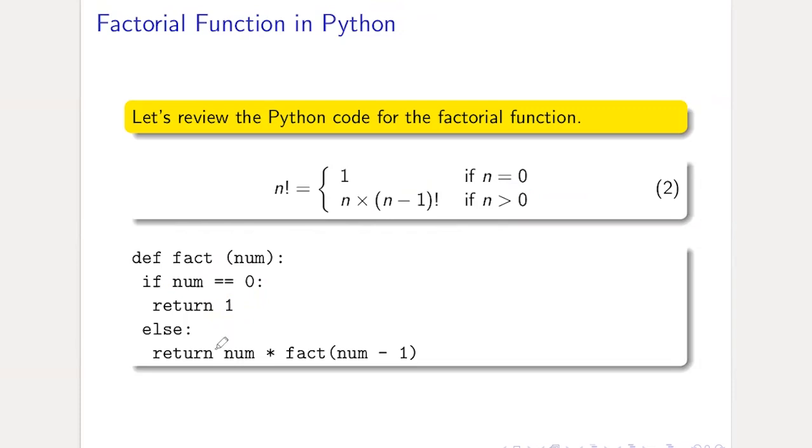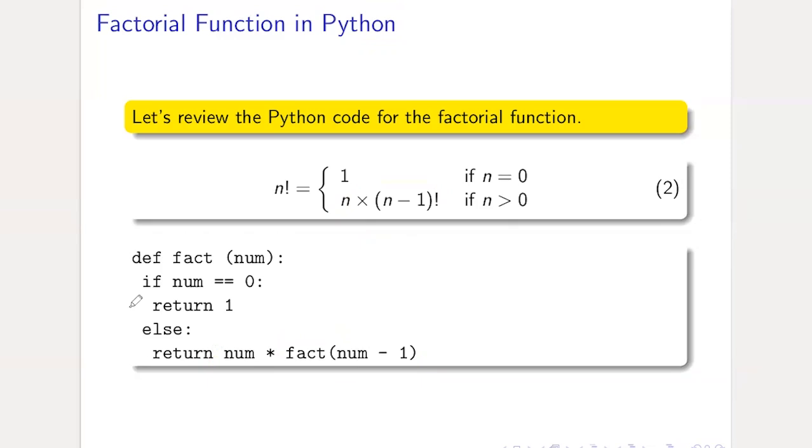Otherwise, I will call this instruction, which is the same as what I have here in the equation. So num multiplied by computing the factorial of num minus 1. I'm now passing num minus 1 as the parameter. And when I get the result of this call, I will multiply that result with num and then return that as the result.